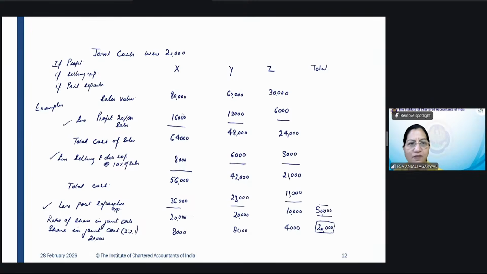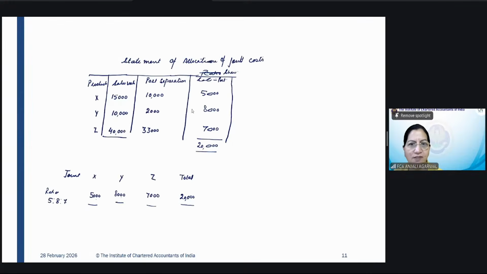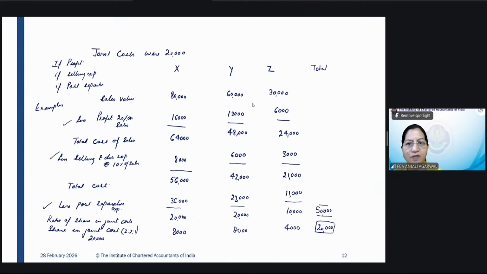However, if profits are also given, selling expenses are also given, you will work backwards and your statement will be vertical, not horizontal like this. So we prefer to have it vertically. First, you write down the sales value, then subtract the profits. You will get the total cost. Then if selling and distribution expenses are also given, subtract them.